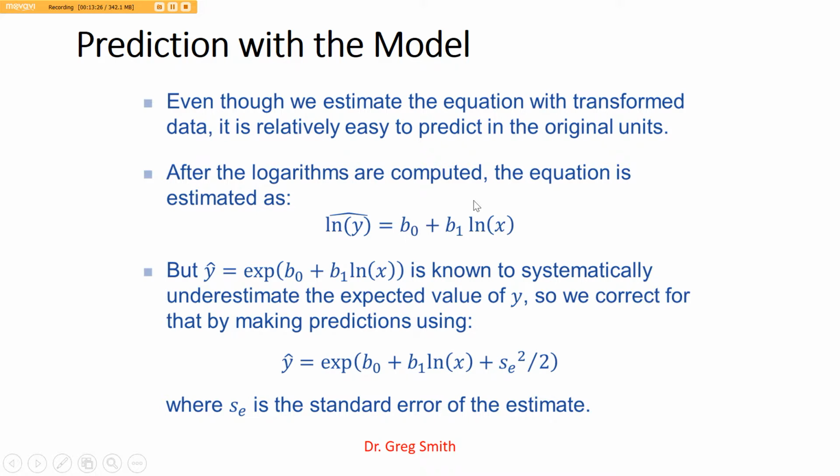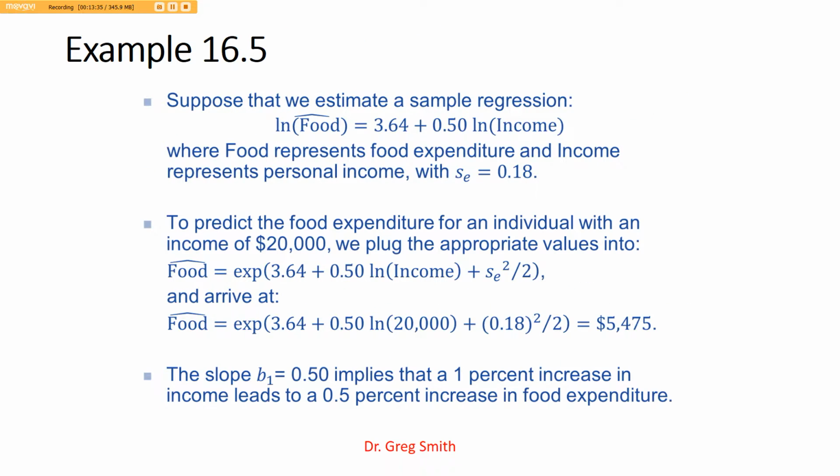So you take this model, add in the variance divided by 2, and that gives you the value you need to get back to y. Here's the outcome. You're given standard error. You can see how we would play this out. Show it here in a bit.